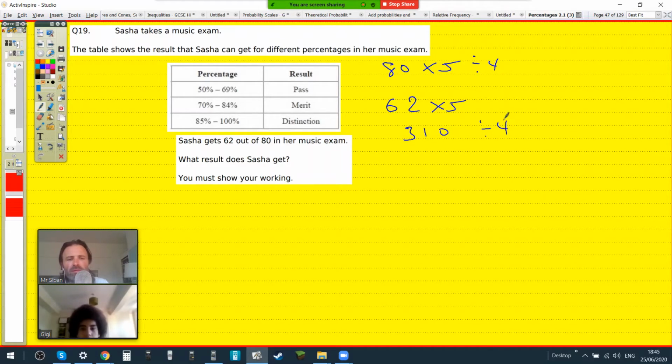To divide, 4 is 2 times 2. So to divide it by 4, you can half it twice. So half of 310 is 155. And then half of 155, you won't get a nice number. Or you could even estimate it.